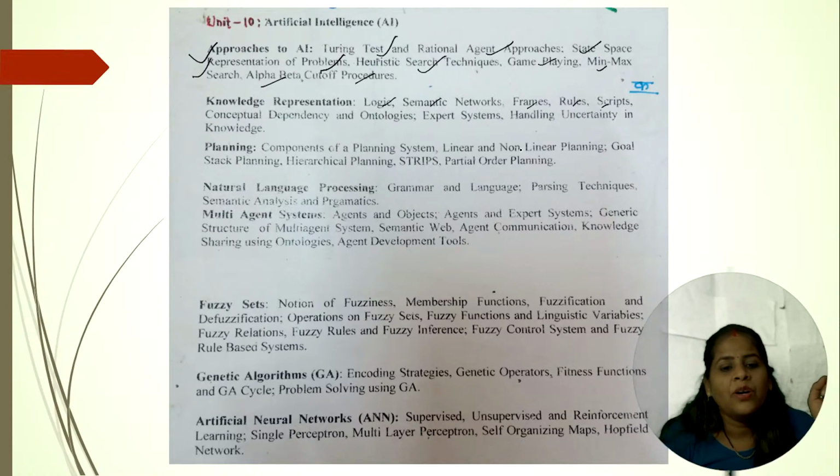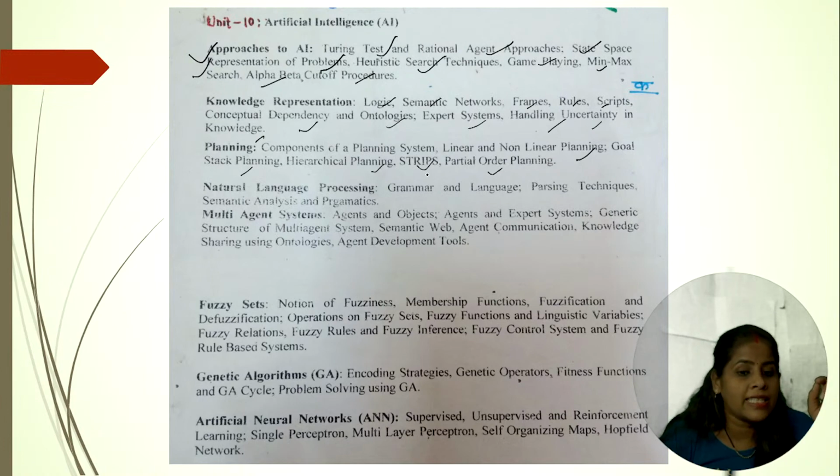Okay. Thank you. So this is the detailed syllabus. Knowledge representation, logic, semantic network, frame, rule, scripts, conceptual dependency, ontologies, expert system, handling uncertainty in knowledge. Now planning, components of planning system, linear and non-linear planning, goal stack planning, hierarchical planning, STRIPS, partial order planning. These are important topics. STRIPS, there are so many questions from STRIPS. Natural language processing, grammar and languages, parsing techniques, semantic analysis and pragmatics.